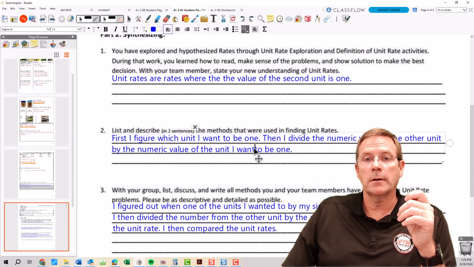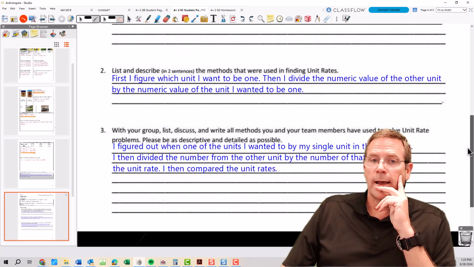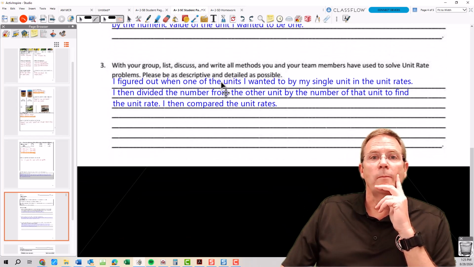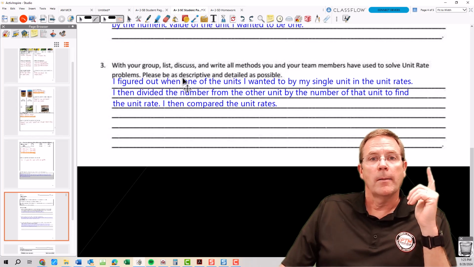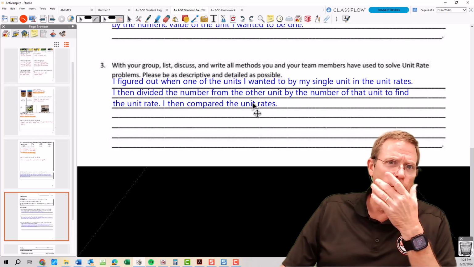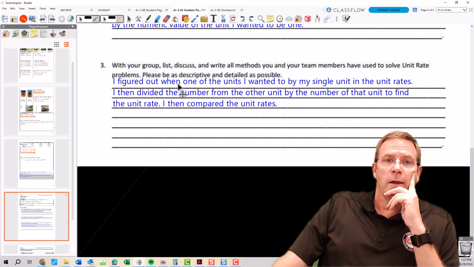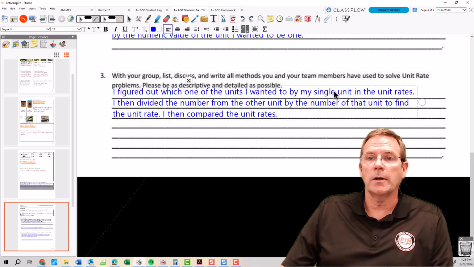wanted to be 1. And then finally, the last question here says, with your group, discuss and write all the methods you and your team members have used to solve the unit rate problems. Please be as descriptive and detailed as possible. So what I wrote is I figured out once again, I literally copied this from up above, which one of the units I wanted to be my single unit in the unit rates.